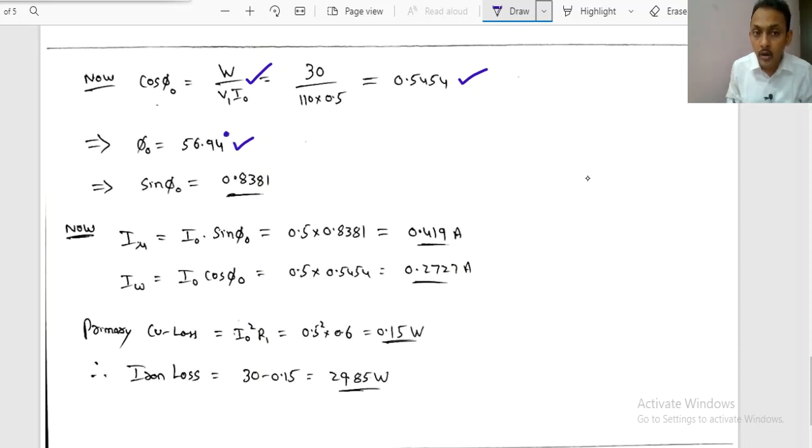What about sin phi naught? Sin of 56.94 gives you 0.8381. Now I mu equals I naught sin phi naught equals 0.5 into 0.8381, it equals 0.419 amps. IW, the working component, is I naught cos phi naught, 0.5 into 0.5454, it is 0.2727 amps.